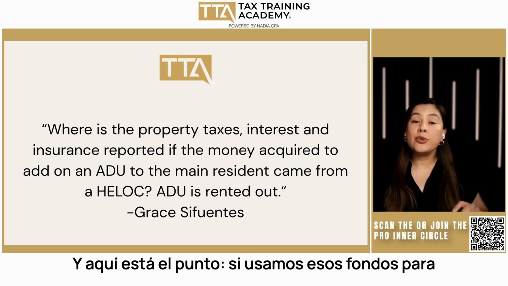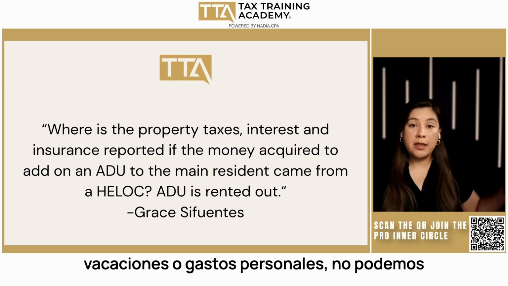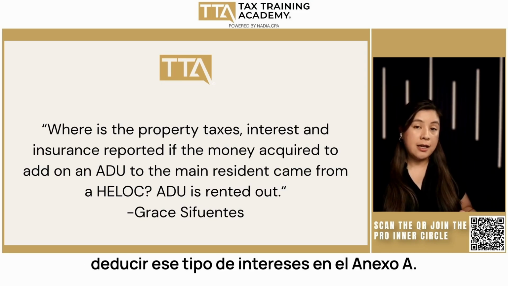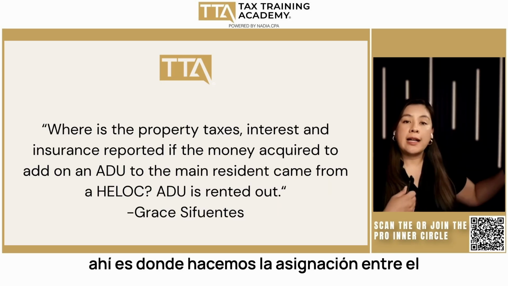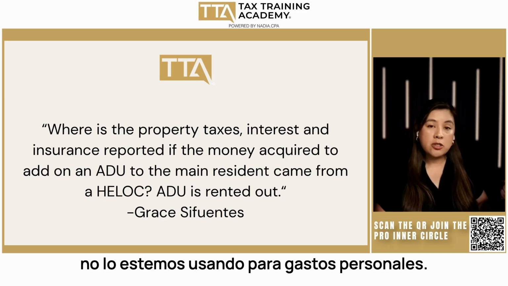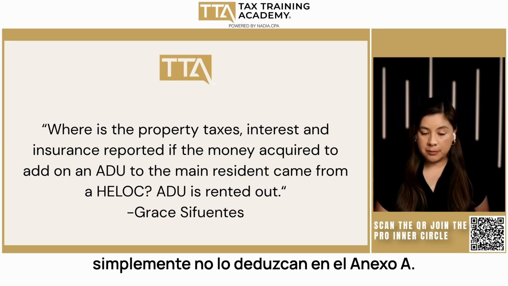This is the thing. If we're using those funds for vacations or personal spending, we can't deduct that type of interest on Schedule A. Now, if we're using it for this home, that's where we do the allocation of Schedule E versus Schedule A. Just make sure that we're not using it for personal. If we are, just don't deduct that on Schedule A.